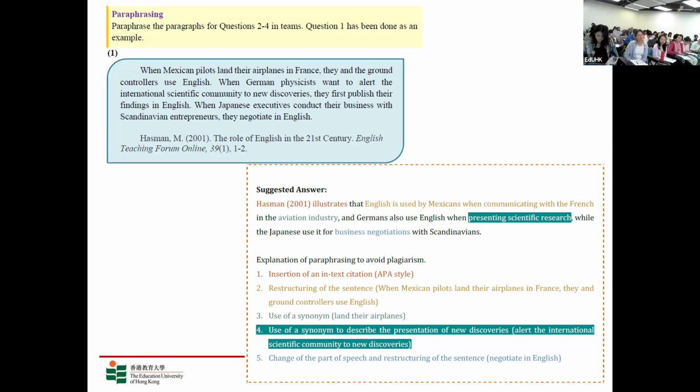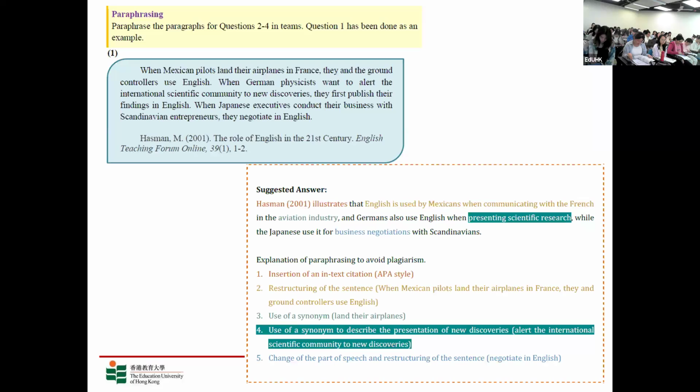So in the original, it says about Mexican pilots landing the airplanes in France, and then they use English. And then German physicists, they also use English. And then Japanese executives, they use English. So you get the idea, three different groups of people that use English in different situations. So here, this time I show you an example. We don't put the citation at the end, we put it at the beginning. Yeah, so you can do this. Hasman, 2001, illustrates. Feel free to use any different reporting verbs when they're suitable.